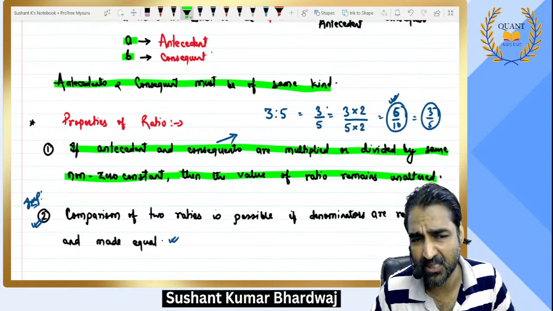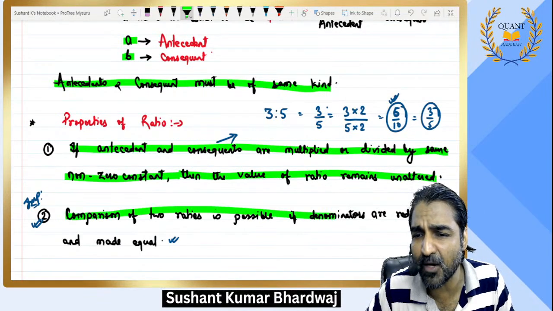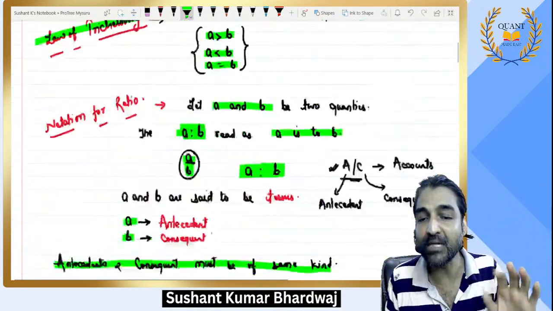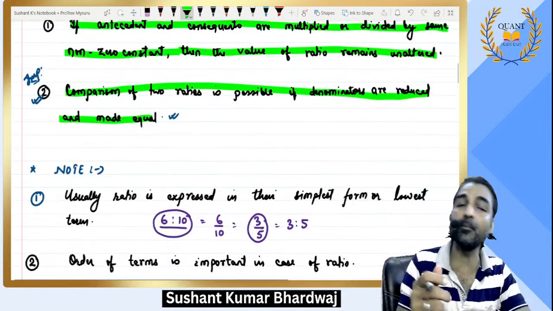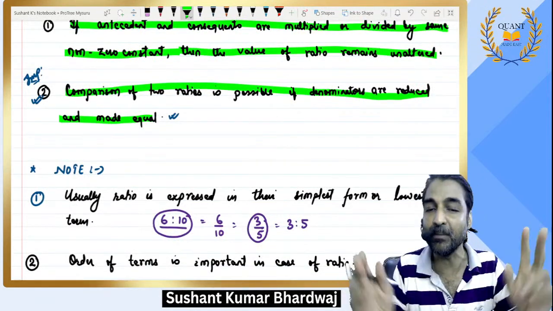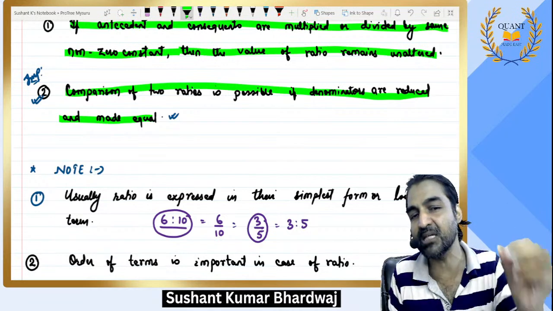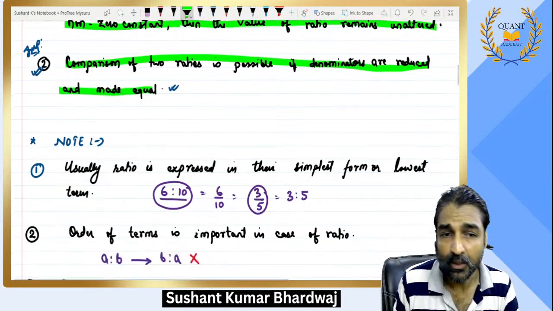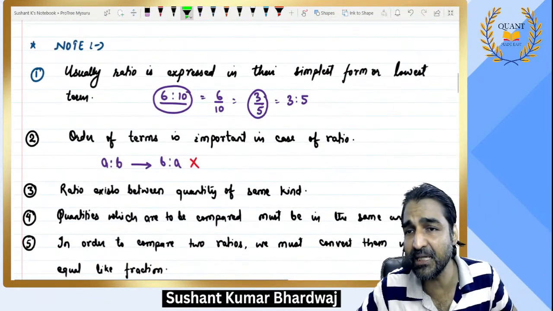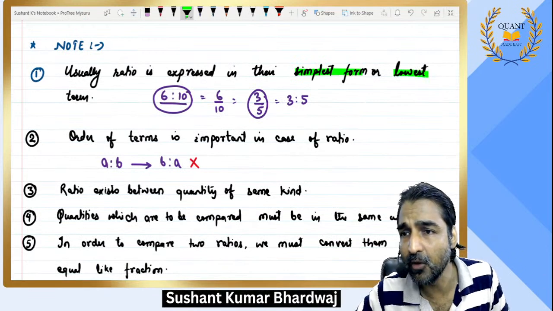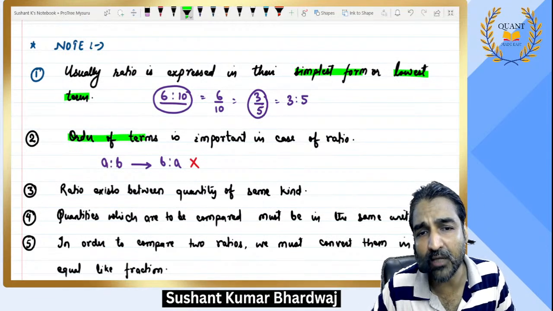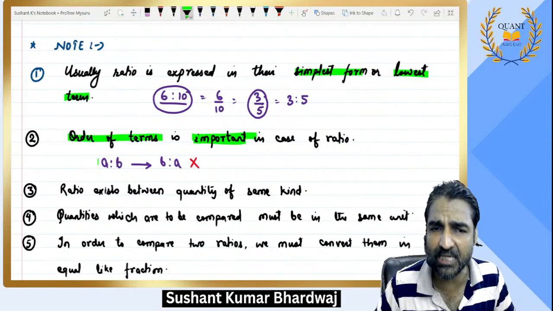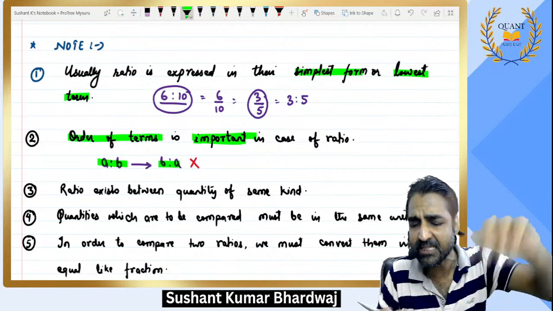Next, comparison of two ratios is possible only when the denominators are reduced and made equal. It means if there are two ratios, then we must make the denominators equal. Now note, usually a ratio is expressed in its simplest form or lowest terms. Order of terms is important in a ratio, meaning A ratio B. We cannot write A ratio B as B ratio A.